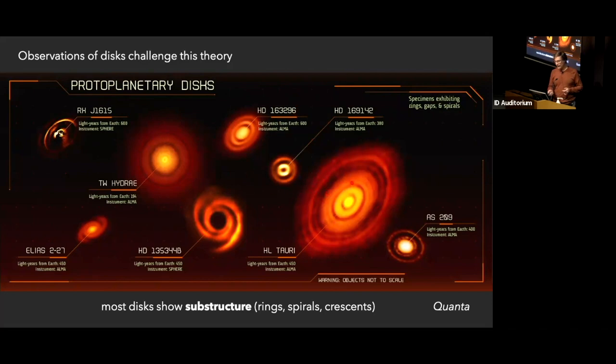So yeah, this is a classic example. This is a case where you see multiple rings of emission around the star. And then here's a case where the structure is more in the form of spirals. And then there's some other examples of kinds of structure you see there as well. So most of the disks that we observe closely enough show this kind of substructure. So it's common: rings, spirals, crescents. So that's what we see.